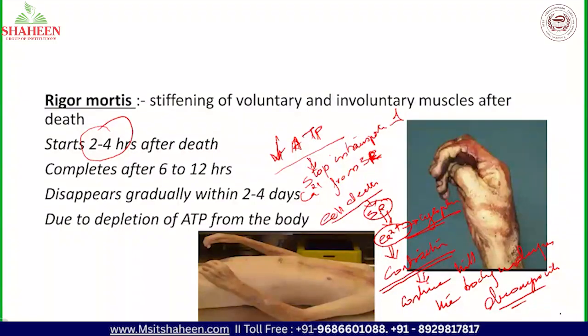The contraction will be sustained like that because, in order to release it, there is also a role of ATP. So the contraction will continue till the body undergoes decomposition. The rigor mortis starts by 2 to 4 hours after the death, completes after 6 to 12 hours, and disappears gradually within 2 to 4 days once the body undergoes decomposition.